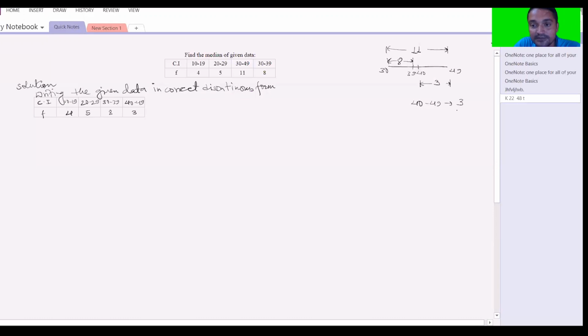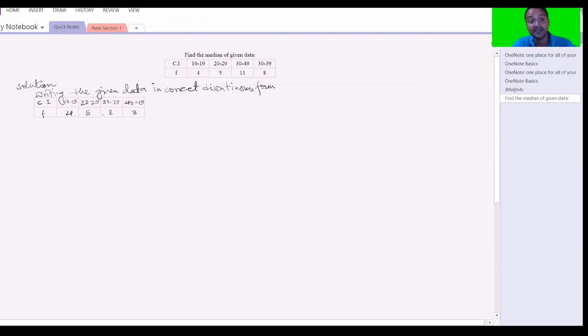As you can see here, we have calculated this. Let's erase this, it's not needed now. I think you are clear with the process of how to get each discontinuous class interval from the combined class interval. Now the correct discontinuous form has been obtained.